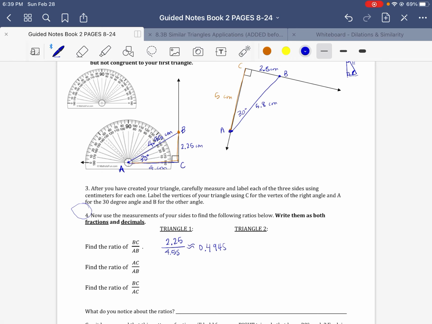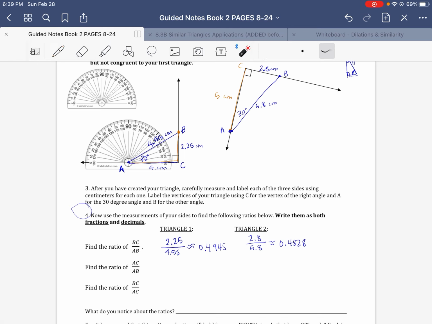If I do the same thing for triangle 2, so here's triangle 2 information, B to C, again, I look up here, B to C is this little short leg, over A to B, which is this hypotenuse. So I'm still using those same two types of legs. That's 2.8 over 5.8, which in this case ends up being about 0.4828. Okay, then we do the same thing just with other sides of the triangle.